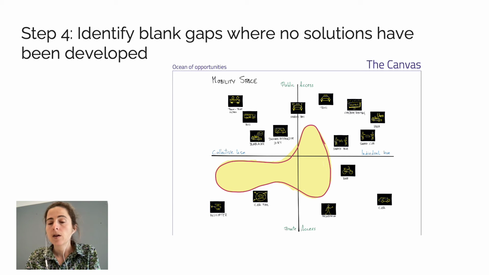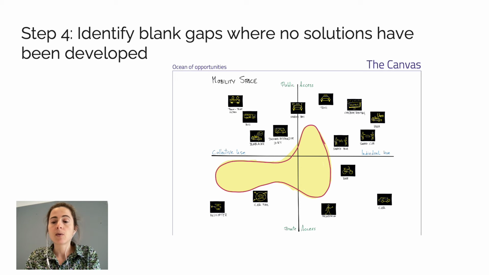For example, on the example that you can see on the screen, we have mapped different mobility options according to public or private access to a certain mobility mode or option, and individual or collective usage of this particular mobility option. And what we have ended up with is a rather well-populated upper part of the graph, indicating public access, both individual and collective usage. So on the left and on the right part of the T, but the upper part.